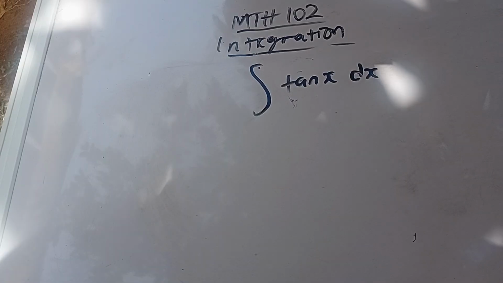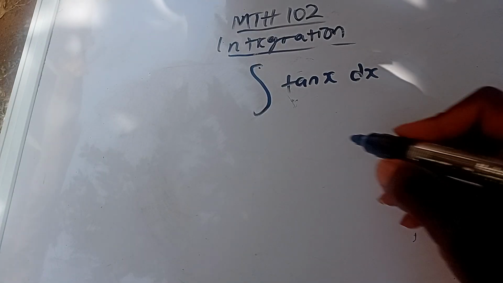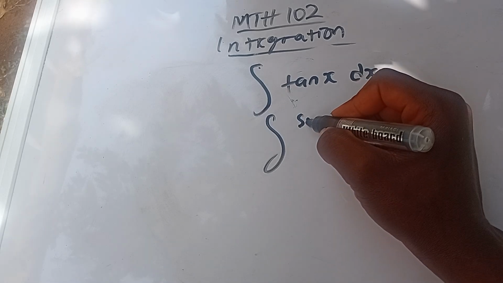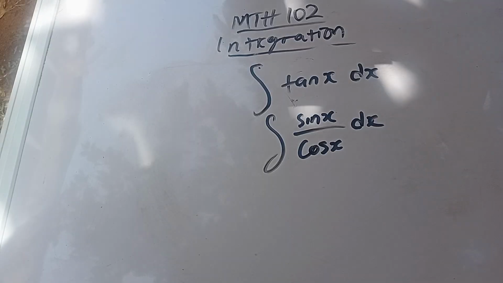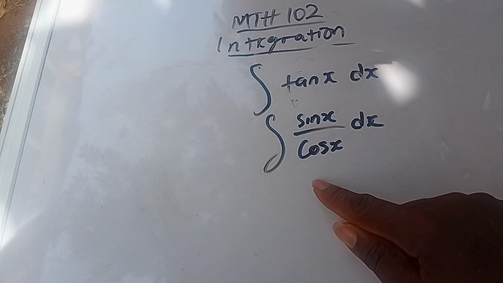Now let's do one more question before we call it off. Now see this one, integral of tan x dx. Integration of tan x dx. Now to make work easier for you, you just have to change it. You know, tan x is the same thing as what? Sin x over what? Cos x, right? dx. Now if you differentiate cos x, what do you get?